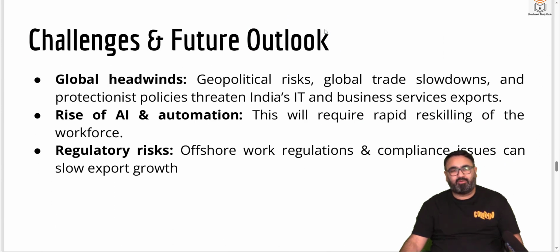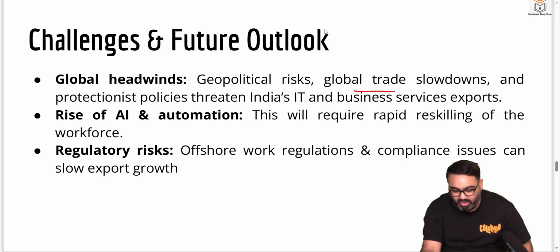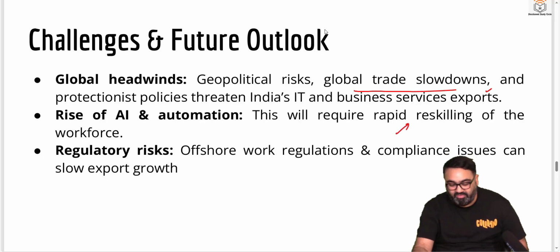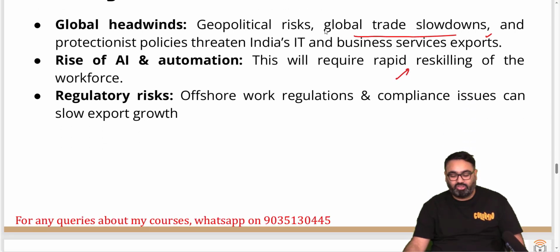In the end, it talks about what the challenges are and what we can do further. Like other chapters, this chapter also talks about global challenges, like the global trade slowdown, which can threaten India as more and more countries go towards a protectionist path. Our export of services can be impacted. There's also the rise in AI, because of which service exports like IT etc. might come down. We need to reskill ourselves, and there are also offshore regulation and compliance issues.